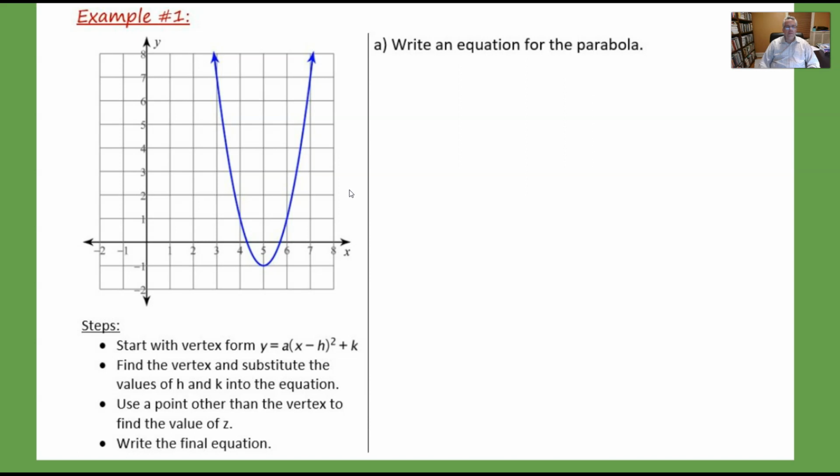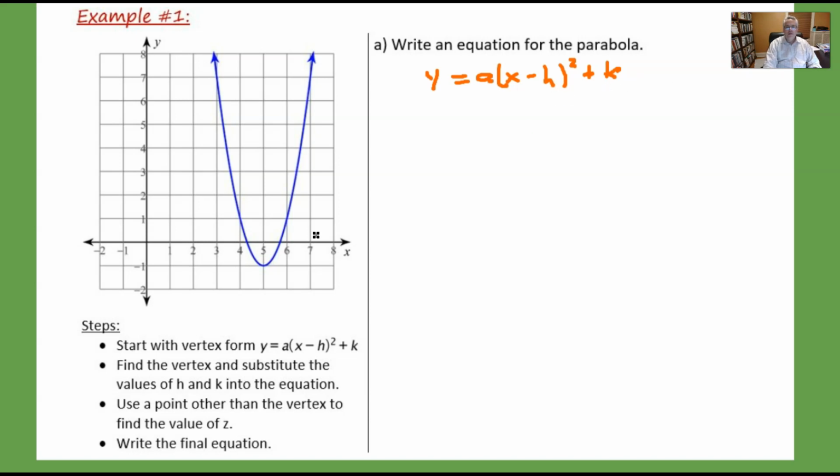So here's our first example. We have this nice blue parabola here, and the key to writing an equation is to start with vertex form. So I'm going to write out y equals a times x minus h squared plus k. That's the pattern we're using for parabolas. Our goal is to figure out the values of a, h, and k from the graph, and when we do, we'll have the equation.